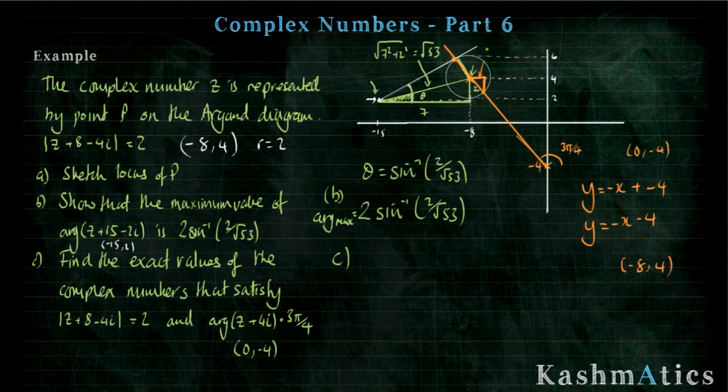So if I call that B and call that B, what I can do is I can work out the length of B, which will help me to work out the coordinates of these points, because if I can work out B, the x coordinates will be minus 8 plus B and minus 8 take away B, and the y coordinates will be 4 take away B and 4 plus B. Alright, so let's just work out what this is.